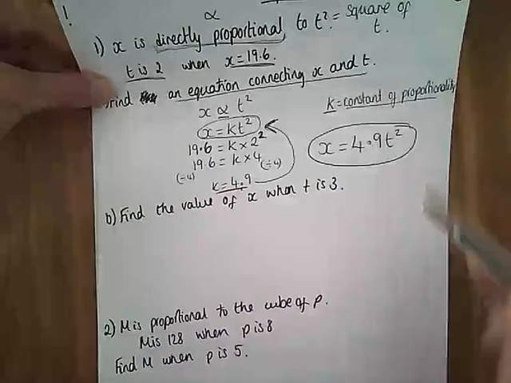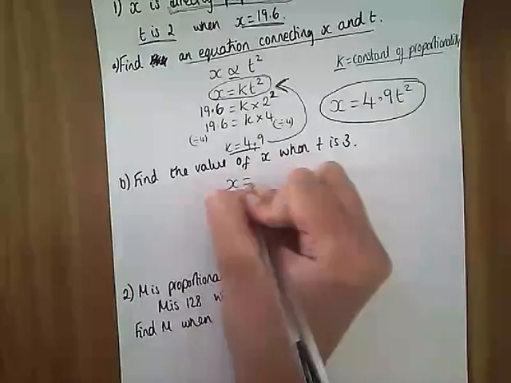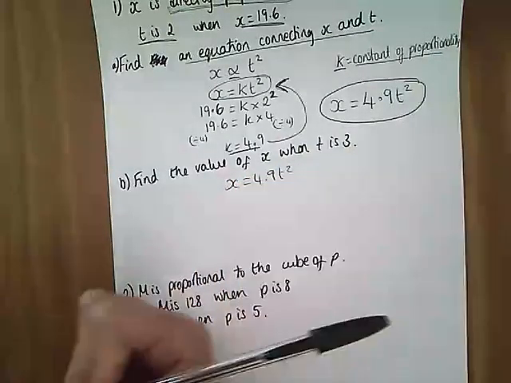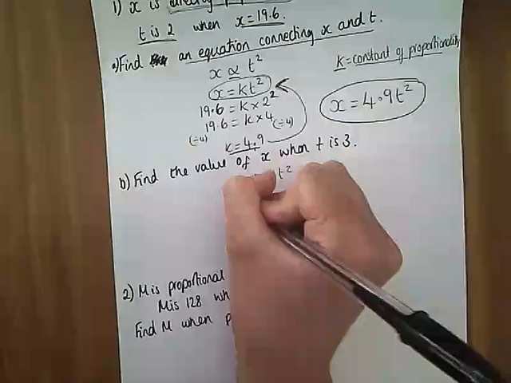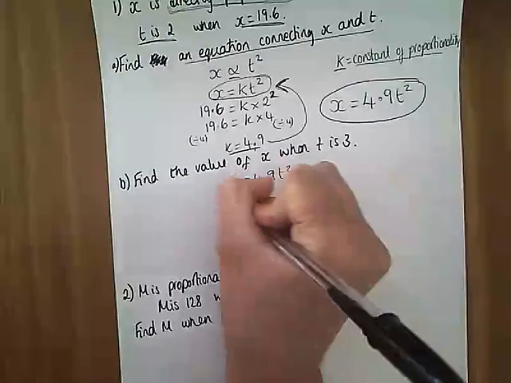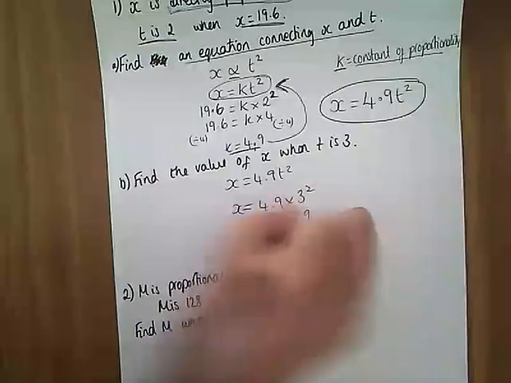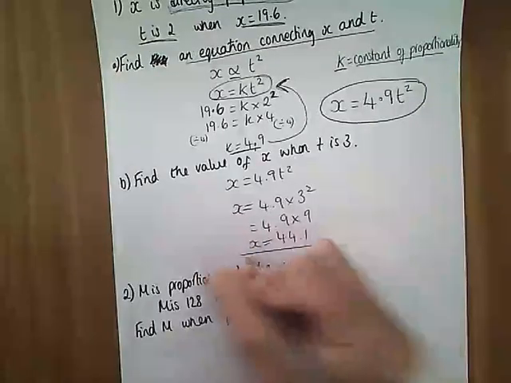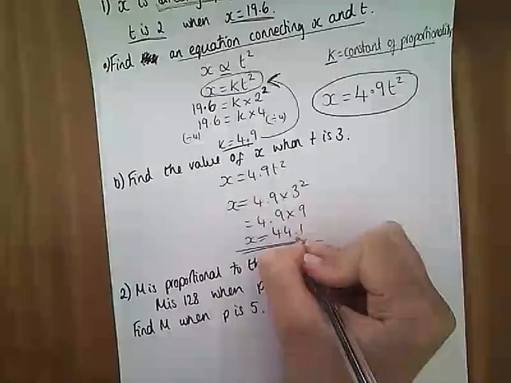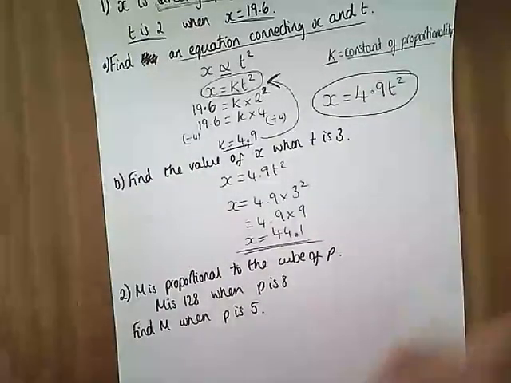Okay? Right, so then question B says find the value of x when t is 3. So we've got a formula. We know what k is, so we've got this formula. You can just shove in your numbers and find out what x is. So t is 3, so we've got x equals 4.9 times 3 squared. 3 squared obviously is 9. 4.9 times 9 is 44.1. So x is 44.1. Okay, get that down as an example, make sure that that's all sunk in, then we can go on to question 2.